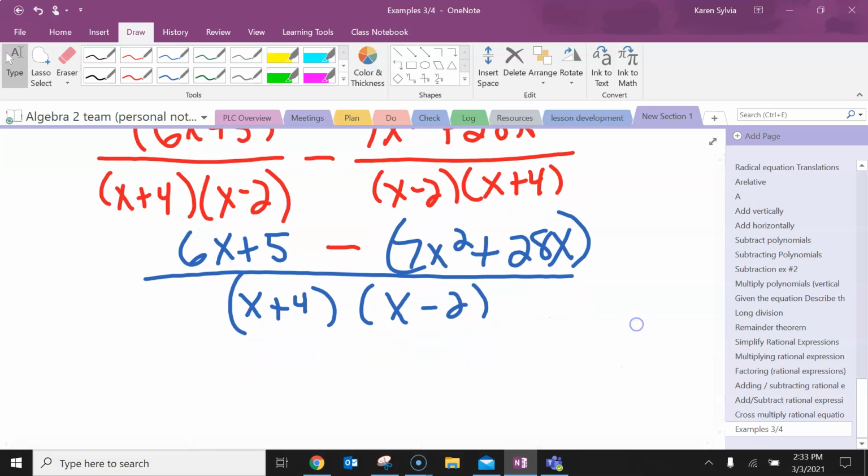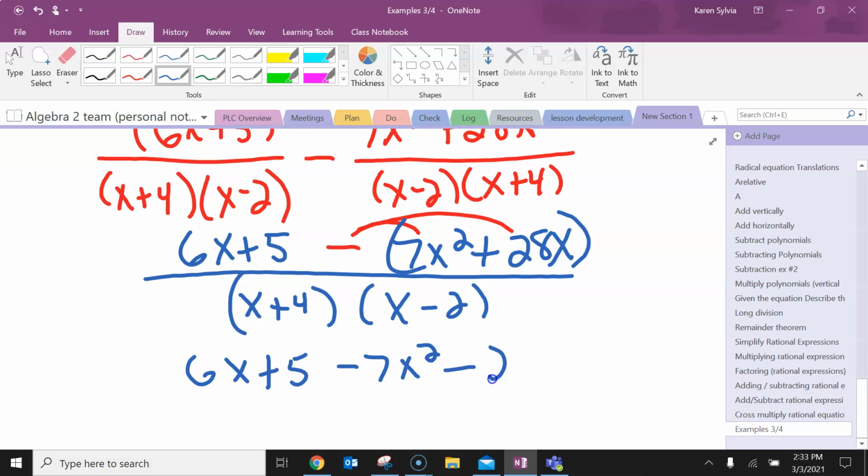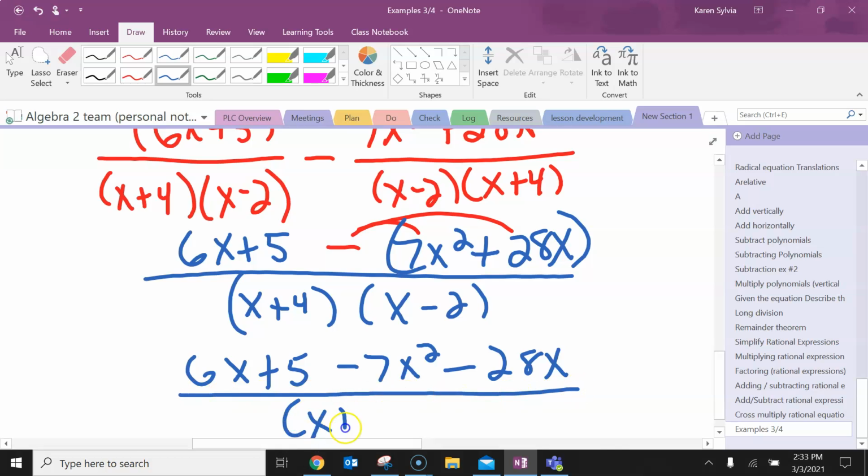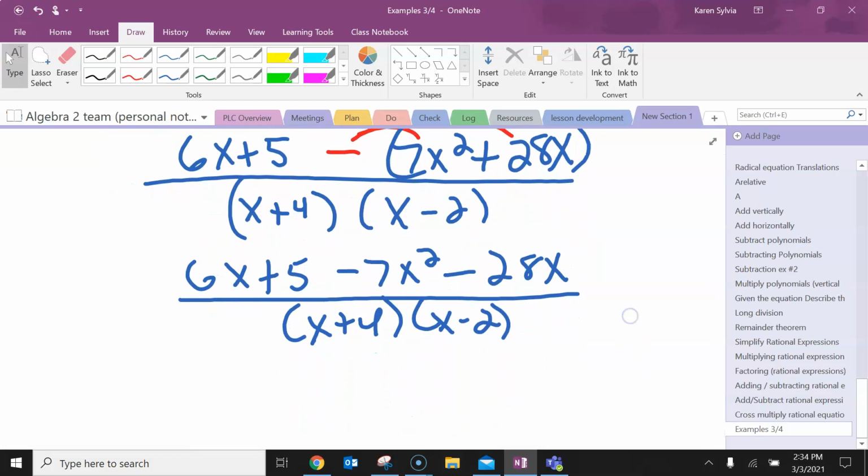Also recall, when we have subtraction in front of any parentheses, or we're subtracting a set of terms, we need to make sure we distribute that through. So now my numerator will become 6x plus 5 minus 7x squared minus 28x, all over x plus 4 times x minus 2. My last step is to put all my like terms together.